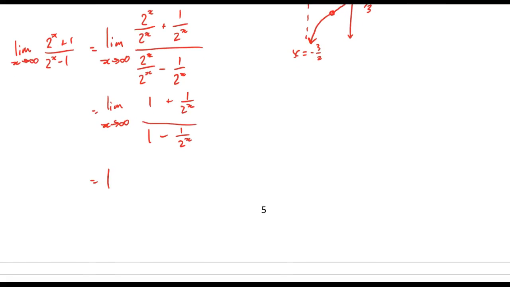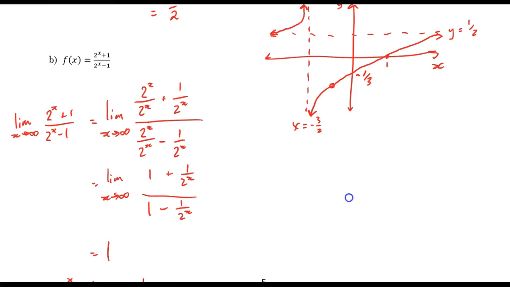What about when x gets very small? Now, with exponentials, it's a different story. This time I'm going to say the limit as x approaches negative infinity of 2 to the x plus 1 over 2 to the x minus 1. And this time I'm just going to leave it be, because 2 to the power of negative infinity approaches 0. So I get 1 over negative 1, which is equal to negative 1. So this approaches 1 on the right and negative 1 on the left.